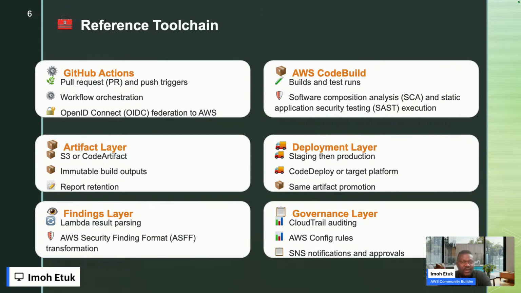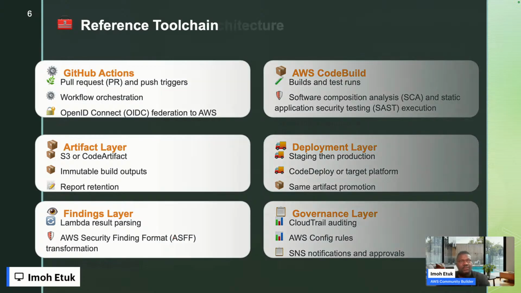Then artifact means the package output of a build. It usually comes in a zip or image format, for those of us who don't know what an artifact is. Immutable means that this artifact is not rebuilt or modified between stages. Then, of course, ASFF, which I just spoke about, is a kind of normalized structure for security findings in AWS. So you can read more about this in your spare time.